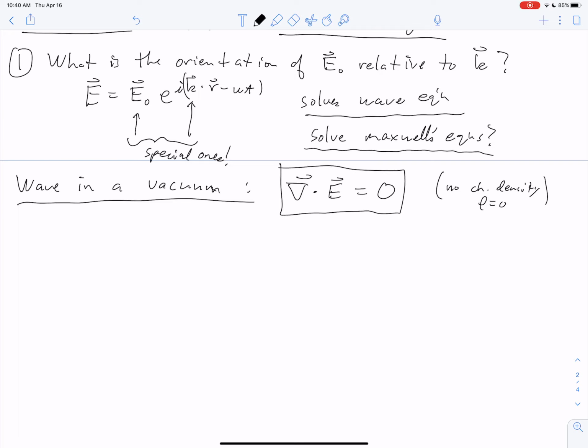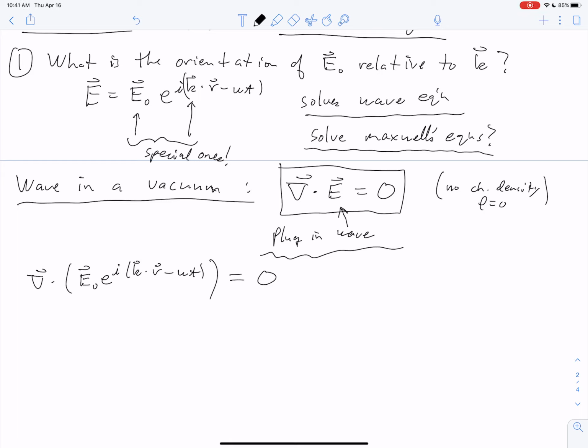Okay, well, let's apply this to our wave. So let's plug in our wave. And this is really simple. All these constraints we get by just plugging the wave into Maxwell's equations. So we see that del dot E, but now the E of the wave is this: E naught e to the i (K dot R minus omega t). And that has to be 0. For this wave to solve Maxwell's equation, del dot that has to be 0.